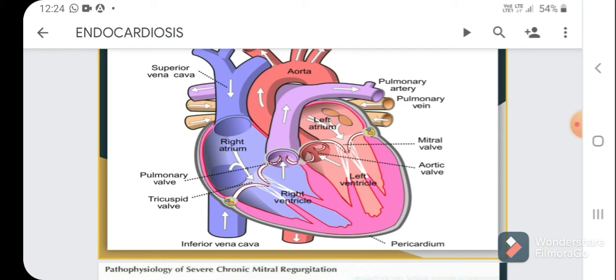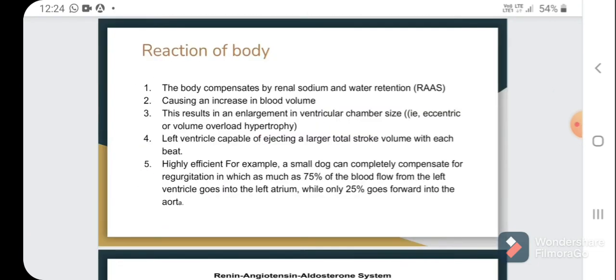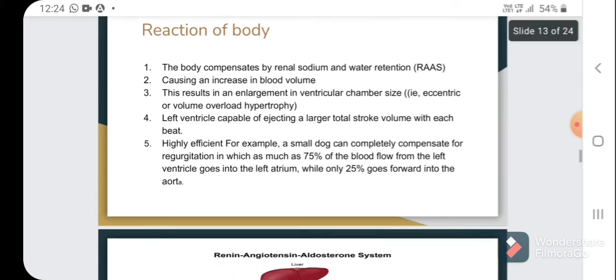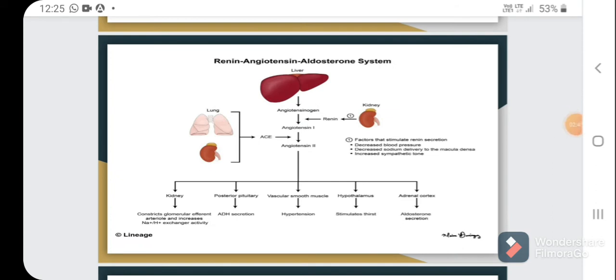Let's see what this system is in this slide. This decrease in blood volume and blood pressure is sensed by the juxtaglomerular apparatus cells of the kidney, and the RAS system comes into operation. RAS stands for renin angiotensin aldosterone system. This hormonal system is essential for the regulation of blood pressure and fluid balance. This system mainly comprises three hormones: renin, angiotensin 2 and aldosterone. This system is primarily regulated by renal blood flow.